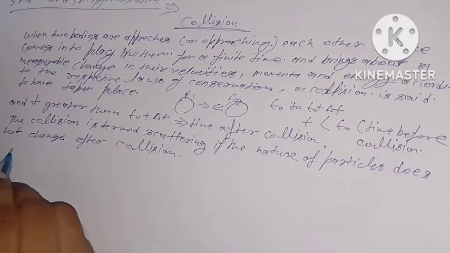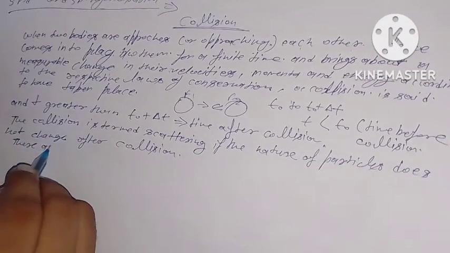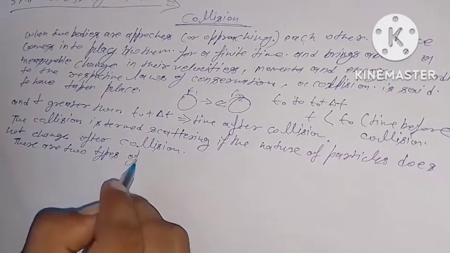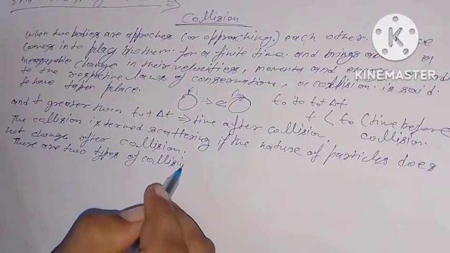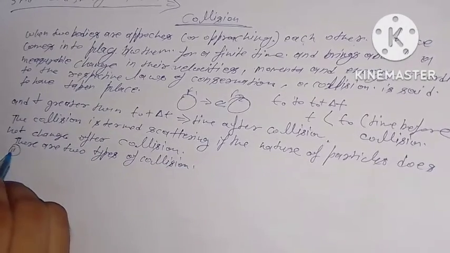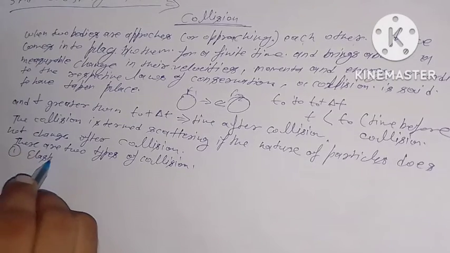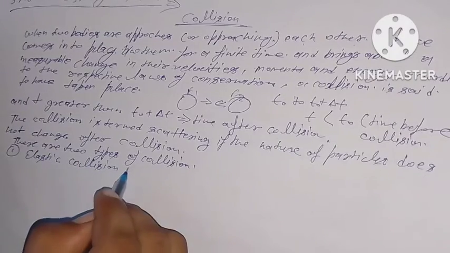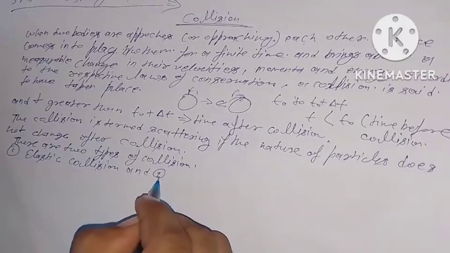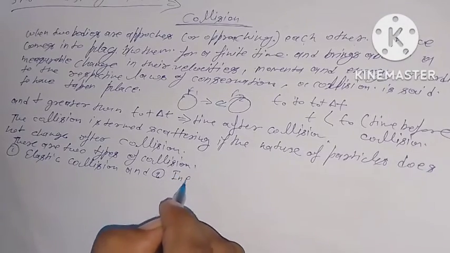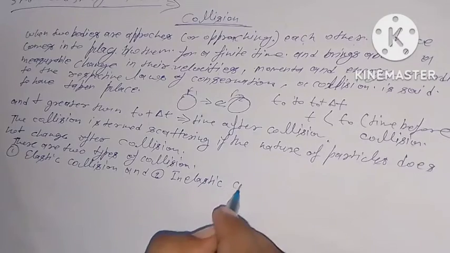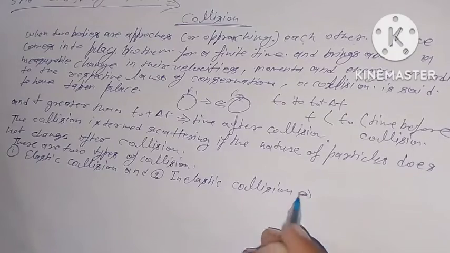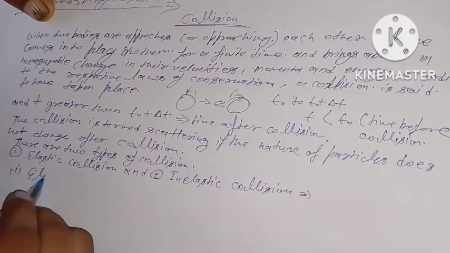There are two types of collision. First is elastic collision, and the second is inelastic collision.